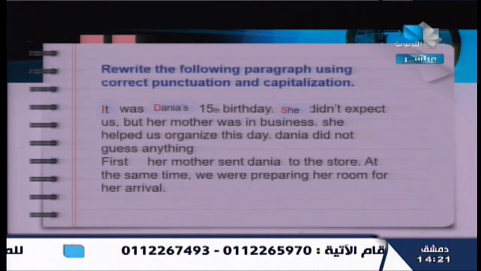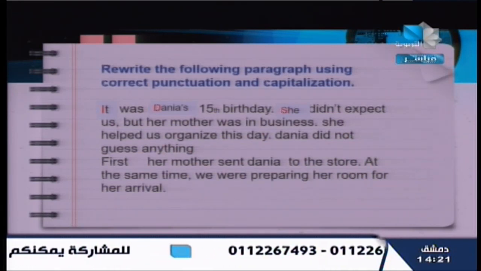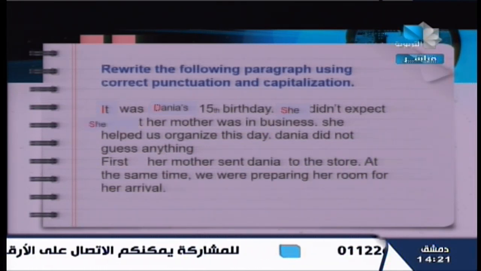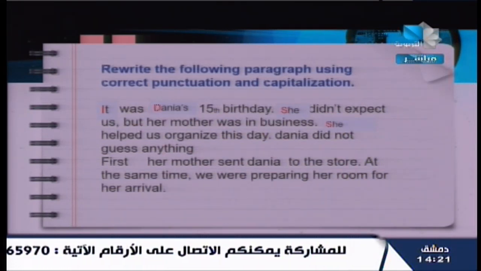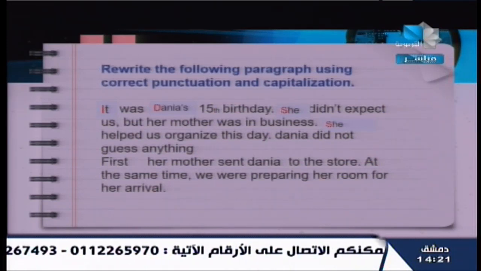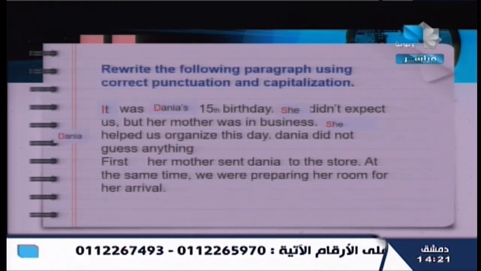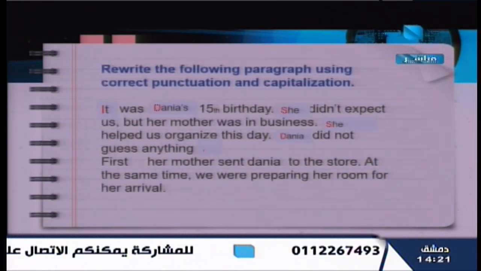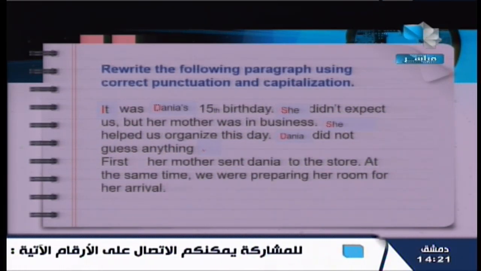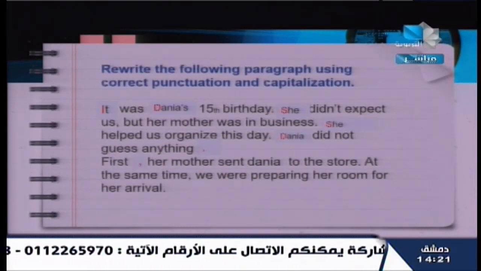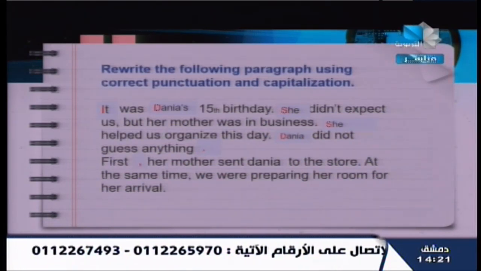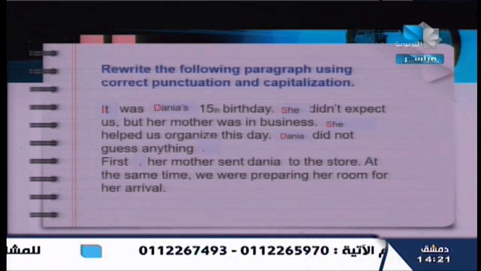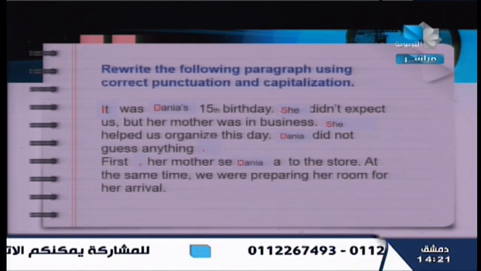The pronoun she didn't expect us, but her mother was in business. Again, also she, at the beginning of the sentence. She helped us organize this day. Dania, again, there is a mistake. Did not guess anything. First. At the end of the sentence, after anything, we need a full stop. After first we need a comma, because there is a short pause. First, her mother sent Dania again to the store, etc.